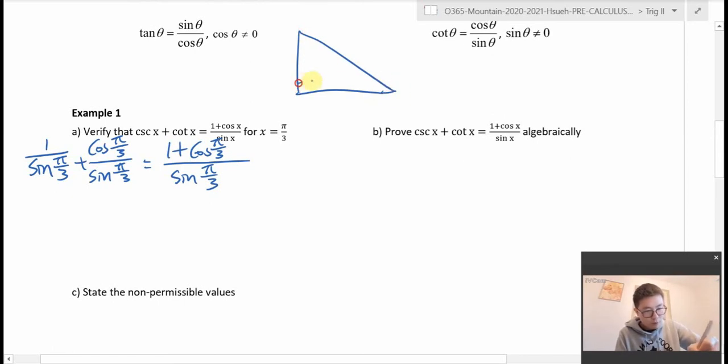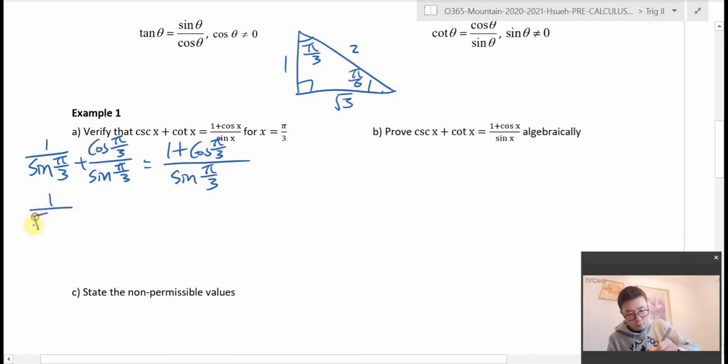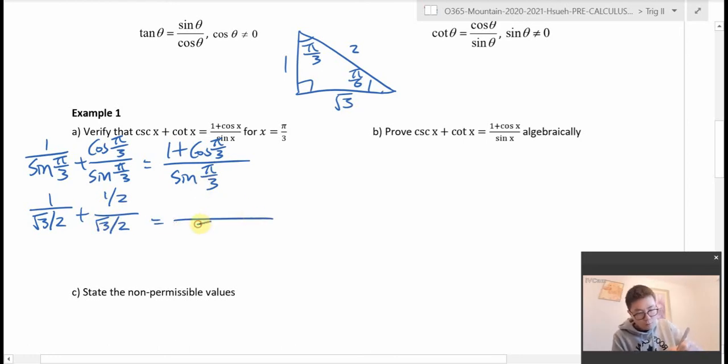So I'm going to draw my special triangles right here. Here's my pi over 3, pi over 6, 1, 2, root 3. So 1 divided by sine of pi over 3 is going to be 1 divided by root 3 over 2, plus cosine of pi over 3 is 1/2, sine of pi over 3 again is root 3 over 2, equals, sine pi over 3 is root 3 over 2, we have 1 plus cosine of pi over 3 is 1/2. Now you can see clearly they would equal each other here because we have the common denominator. So if you add them together, you get 1 plus 1/2 divided by root 3 over 2.